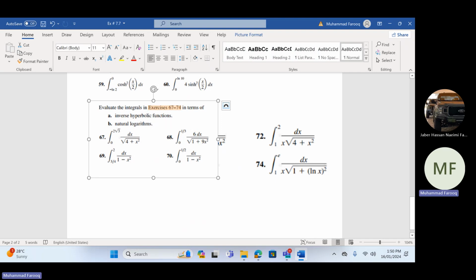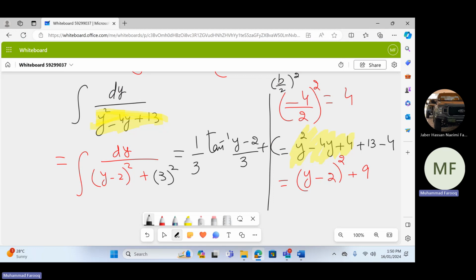Let's say we can take 72, please. 72, x times the square root of 4 plus x squared. Or we can take 74 as well. It's the same thing, both are the same. Let's take 74, no problem. 74, the integral from 1 to e, dx over x times the square root of 1 plus (ln x) squared.